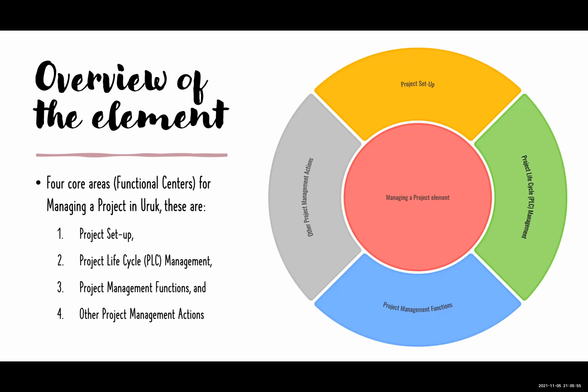If we look at the overview of the project, how do we manage a project basically? The idea here is that to manage a project using the Uruk platform, we have divided the element into 4 functional centers, as you can see here: the project setup, the PLC management function, PM function, and other action. Now, I will explain each one of them.